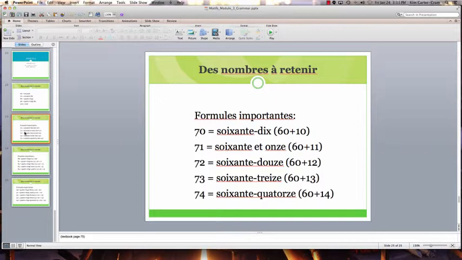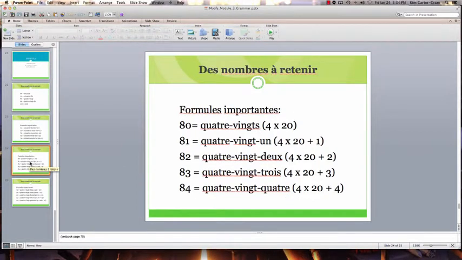Now, the important thing to remember here is that when you get to 67, 68, and 69, you have to remember that to say 17, 18, and 19 in French, we say 10, 7, 17, 10, 8, 18, and 10, 9, 19. So when we're saying 79, we would say 60, 10, 9. Don't roll your eyes yet. It's going to get worse before it gets better.